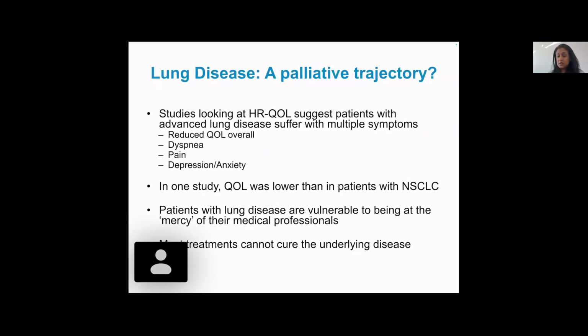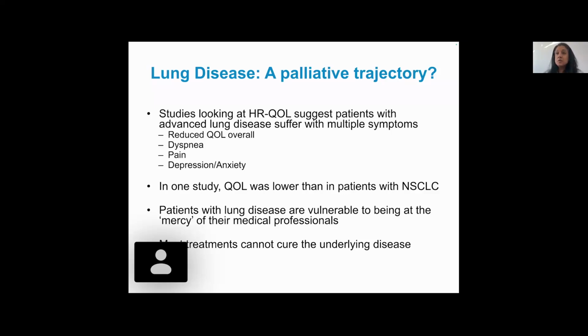So the question becomes, and the question I'm asked a lot is, do all lung diseases have a palliative trajectory? And I don't know, right? Some lung diseases, probably not. Many lung diseases, probably yes. And remember that lung disease is kind of a slow burn. So we pick up other age-related illnesses along the way. So it may not even lead someone to deteriorate before another age-related illness occurs that would have happened anyway.